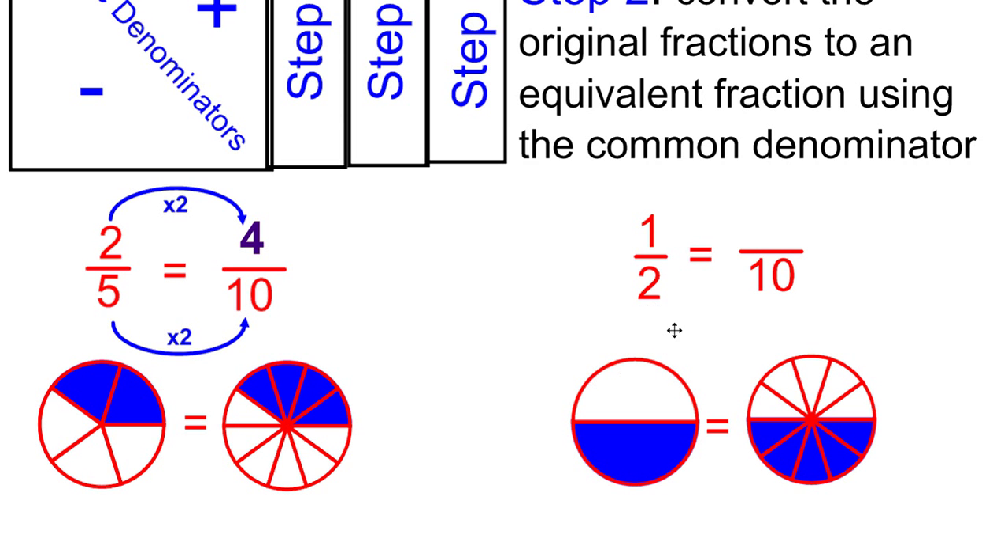On 1/2, what do we multiply 2 by to equal 10? So the multiplier for 1/2, 2, is multiplied by 5 to get to 10. So we find the equivalent fraction to 1/2, which is 5 tenths. Again, you can see in the model below.